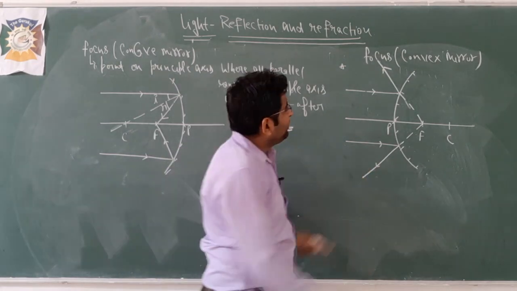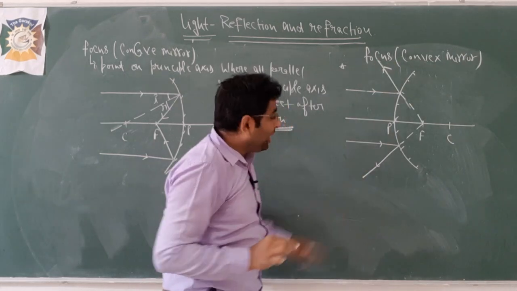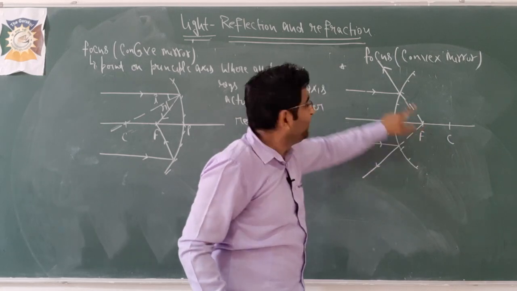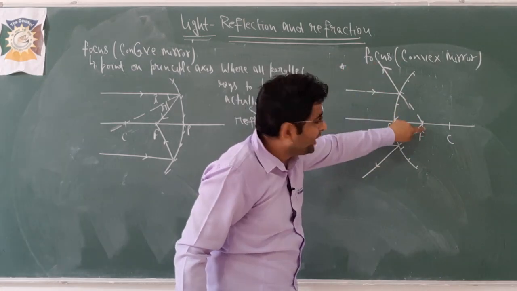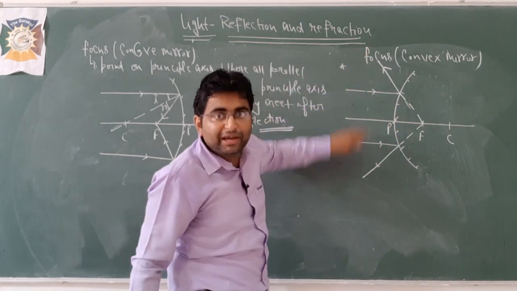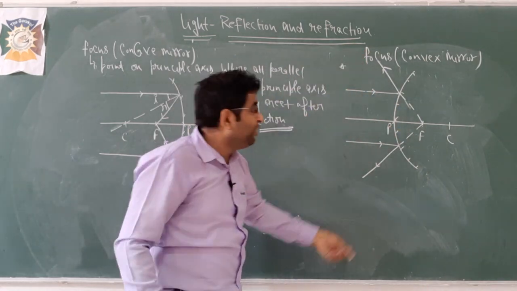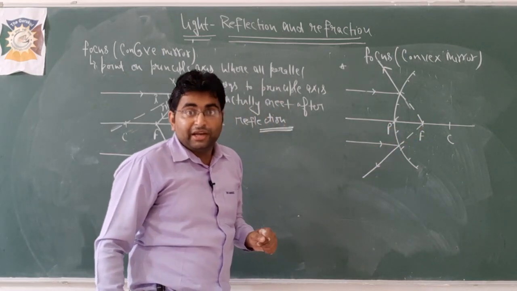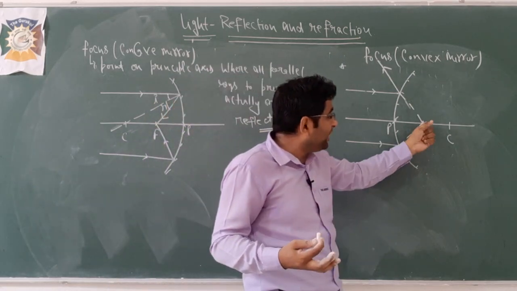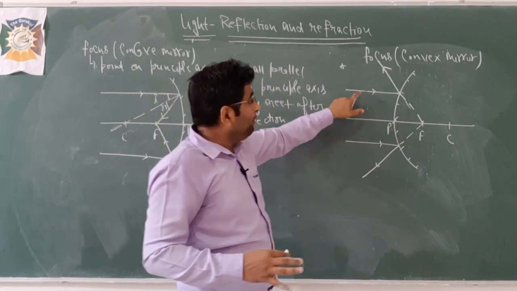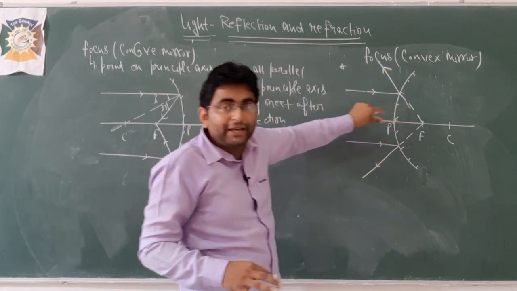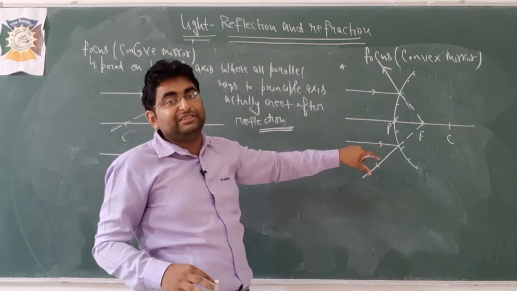Clear? So beta, if you look from here and from here, we have to look at where the light is coming from. Back, that is point F. So it is from here, from point F. So whatever parallel rays we have here, when we look from here, all of the rays appear to come from the focus. Clear? But actually this does not happen, it only appears. That's why I am saying that it is a point on the principal axis where all rays parallel to the principal axis appear to diverge from that point. Clear? That point is the focus.